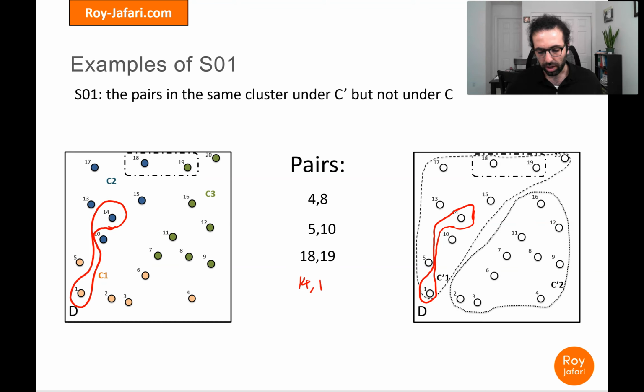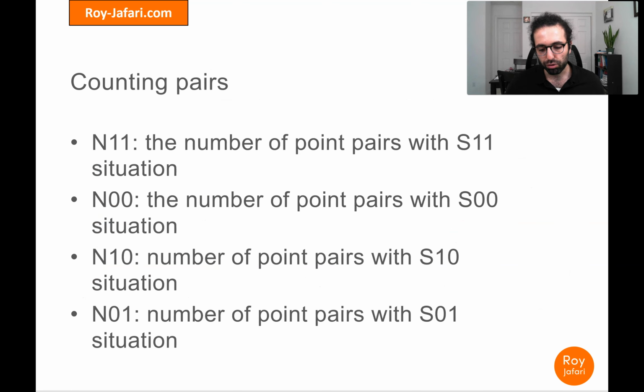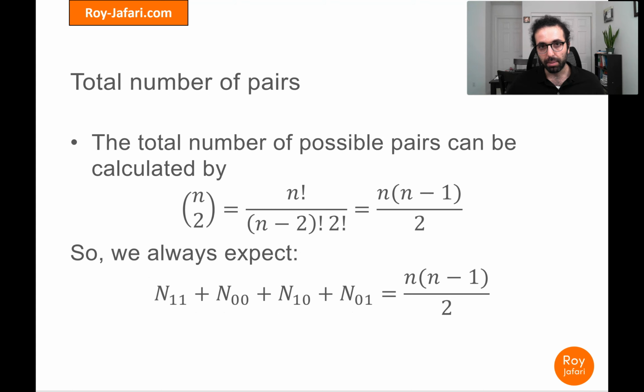Alright, so how are we going to use these situations? For each of these pairs, we study their states and basically calculate these 4 numbers. N11 is the number of pairs that have situation S11, and so on and so forth. We're going to have 4 numbers, N11, N00, N10, and N01. Using these n's, which tell us the number of pairs under each of these situations, there are some metrics that use these n's.